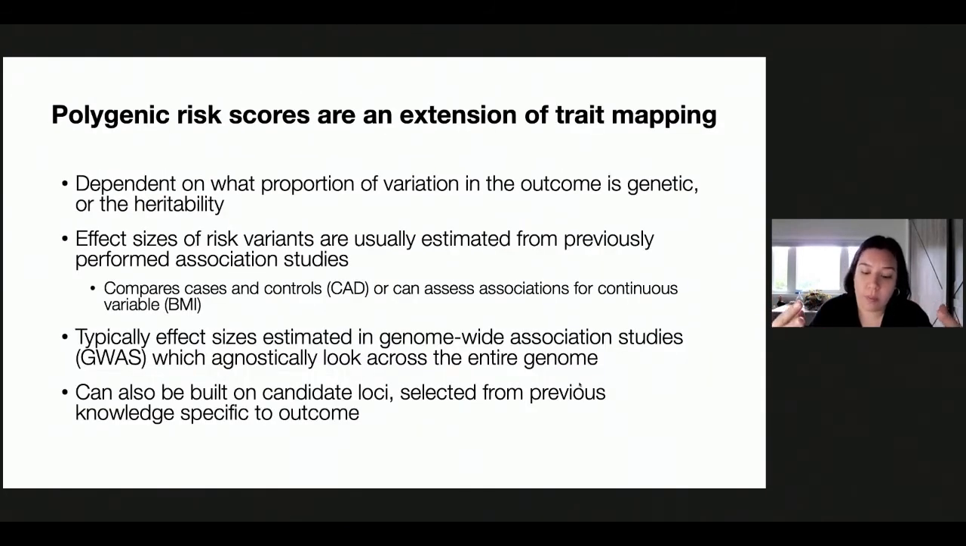And so because polygenic risk scores are an extension of trait mapping, typically they are built upon genome-wide association studies. Sometimes they look genome-wide, sometimes they're focused more on a select number of variants that are selected from these association studies. They depend on what proportion of the variation of the outcome is genetic, or the heritability of the trait. It's more of an agnostic look across the genome, not focused on specific genes. So some of these risk scores are up to 6 million variants, but when summed together have large effects.